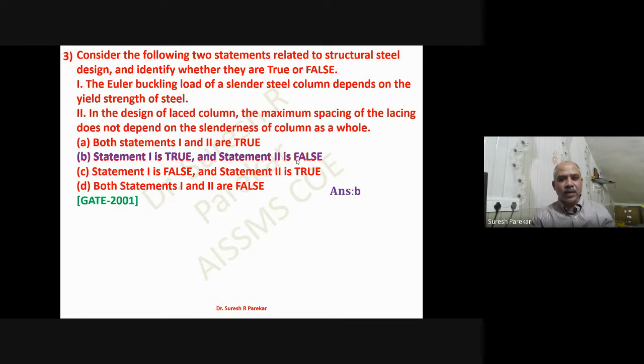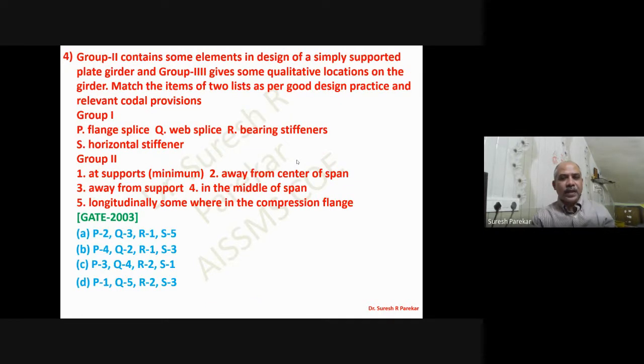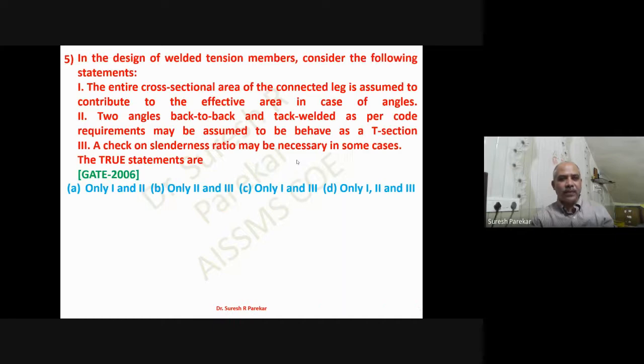So that depends on your slenderness of column. Then we have these groups given, group 1 and group 2. And in this, flange splice will be away from the center. So P we should have 2. Then Q web splice. So web splice should be away from the support. So we have Q3. R bearing stiffener, that will be at support. So we have 1. So we have option A. So S also we have 5.